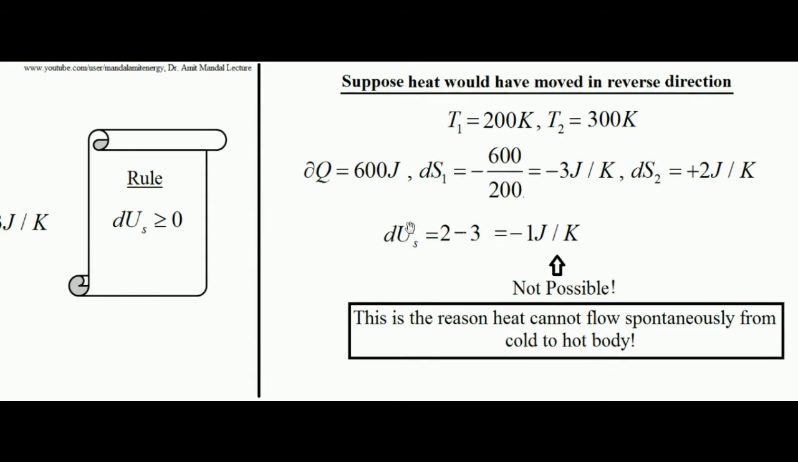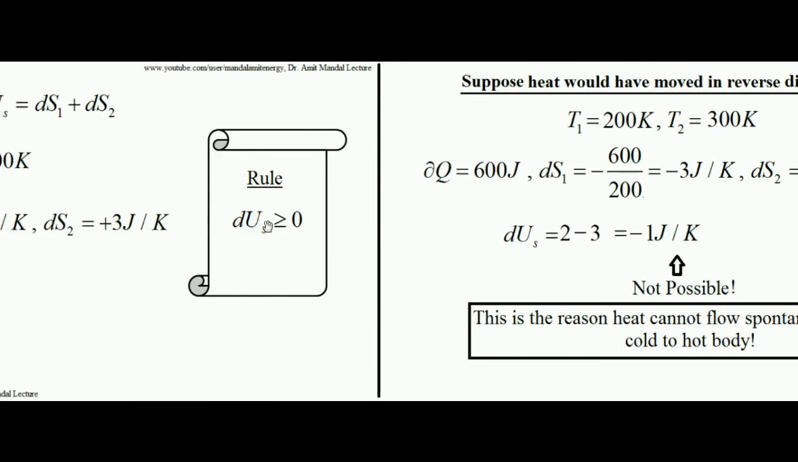Adding the two to get the entropy change of the universe, that is 2 minus 3, which equals minus 1 joule per Kelvin. Not possible. The reason being that not only heat, no process in this universe can happen in a direction that reduces the entropy of the universe. This is the reason that heat cannot flow spontaneously from a cold to a hot body. Heat always flows from hot to cold, because only then is this rule not violated. The entropy of the universe can only increase, it cannot reduce.